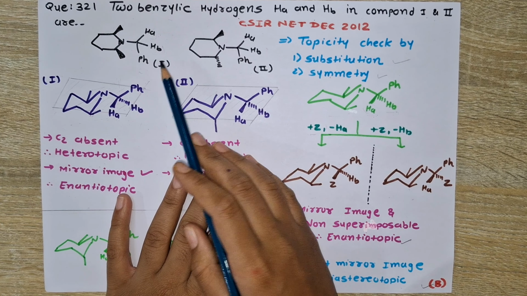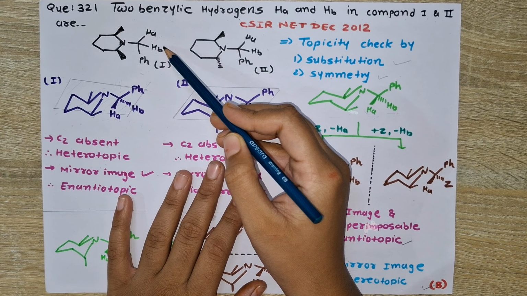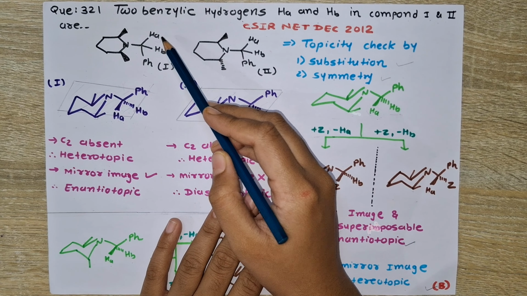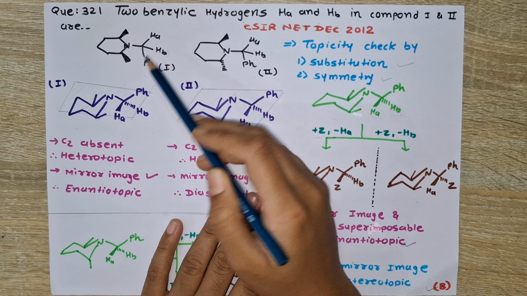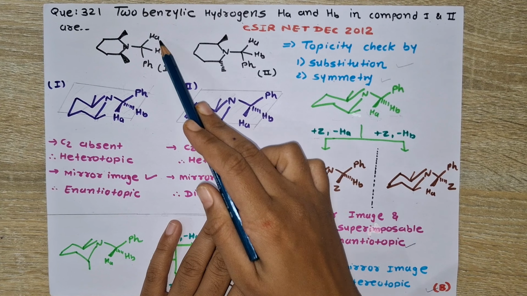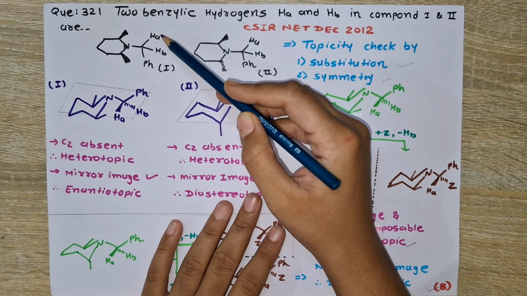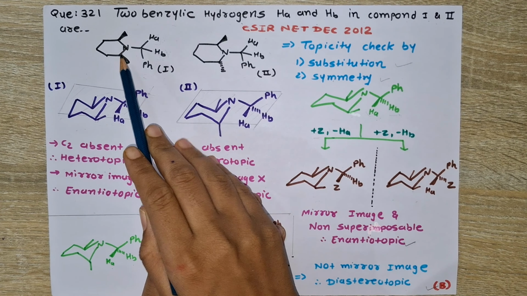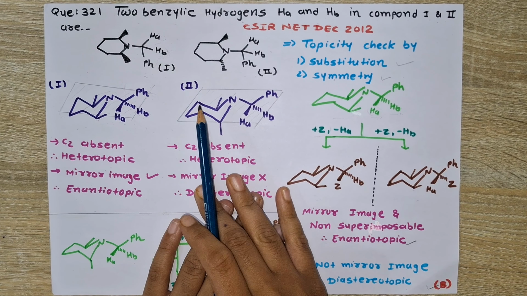What is a homomorphic ligand? The groups or atoms which are identical when considered separately, but when they are considered with respect to a molecule, they are different. So here, Ha and Hb: when we consider these hydrogens separately, they are identical, but if we consider Ha and Hb with respect to this group, then they are different. So they are homomorphic ligands.